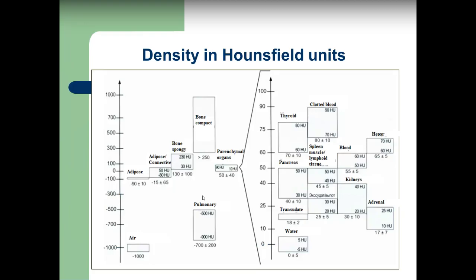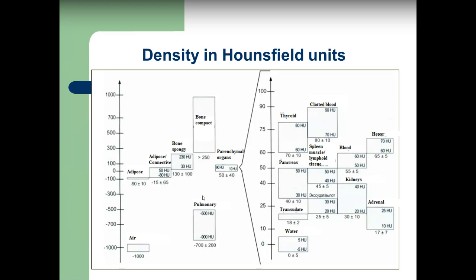So, density in Hounsfield units. What is density? Modern equipment has a capacity of more than 4,000 gray-tones, which represent different density levels in Hounsfield units. The density of water was arbitrarily set at 0 Hounsfield unit, and that of air at minus 1,000 Hounsfield unit.